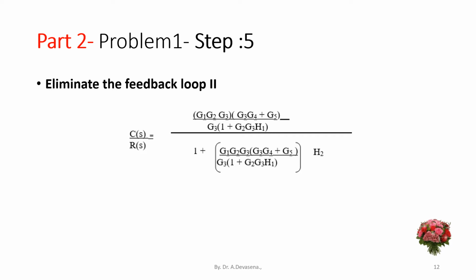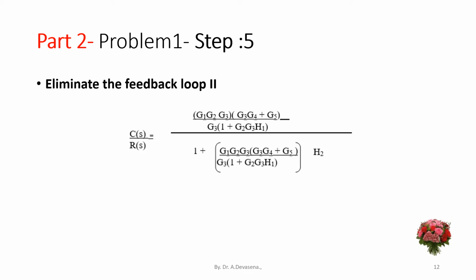In this block we have the value of G of s as G1, G2, G3 into G3, G4 plus G5 divided by 1 plus G2, G3, H1 into G3. This is our G of s value, and we have to substitute the value of G of s both in the numerator as well as in the denominator. So we get the value of C of s by R of s like this.